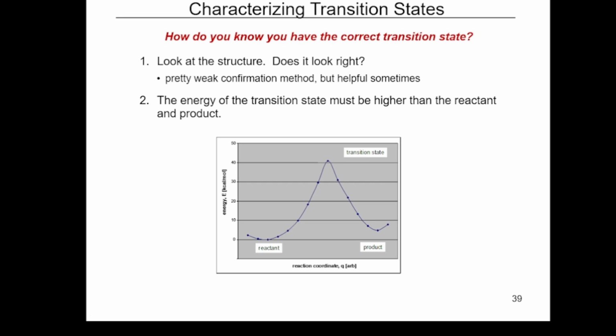Then the second one is to look at the energy, whether the energy of the transition state is higher than the reactant or products. Generally, the energy of the transition state is higher than reactant and products, provided that both bond breakage and bond making are involved. But if you happen to only break a bond or only make a bond, then the energy of the transition state lies between reactants and products.